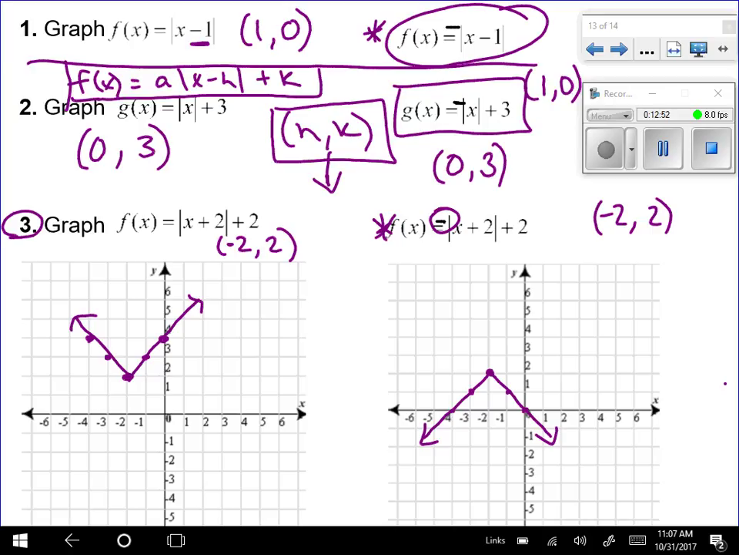Okay, so on your homework, you just need to figure out the vertex. That's your biggest piece. Figure out your h, k. Go from there and graph it. Your slope is always going to be your 1. Okay, it just depends on if it's going up or down based on the negative. If you have questions, don't hesitate to come see me.